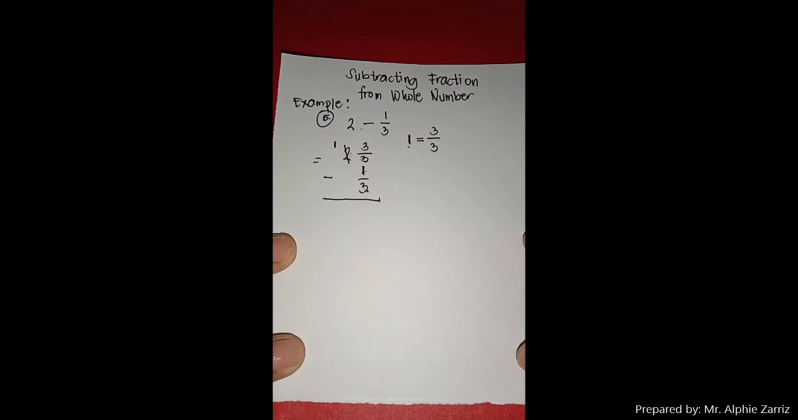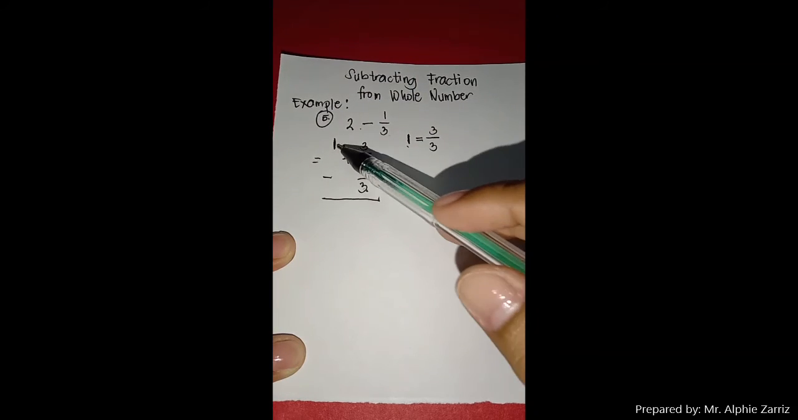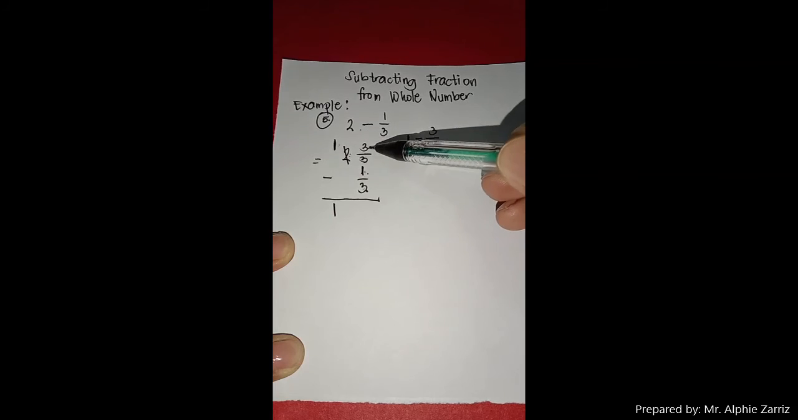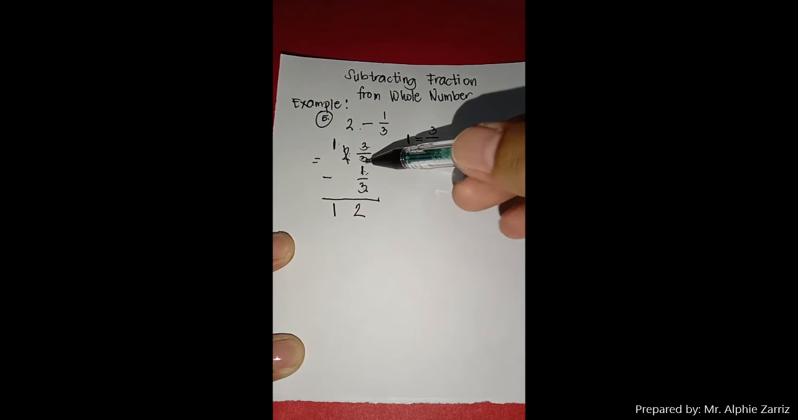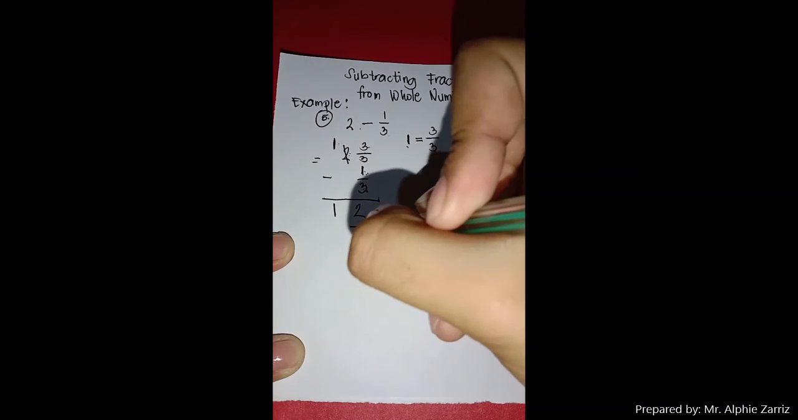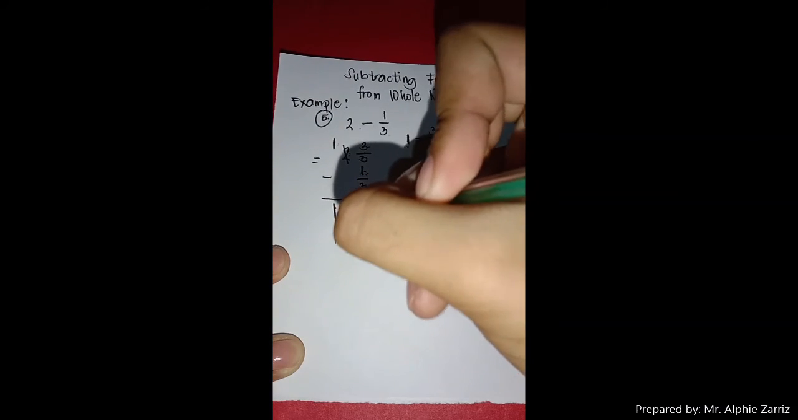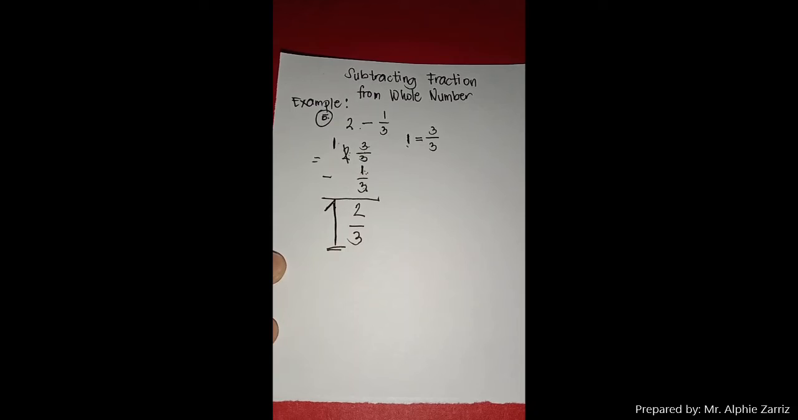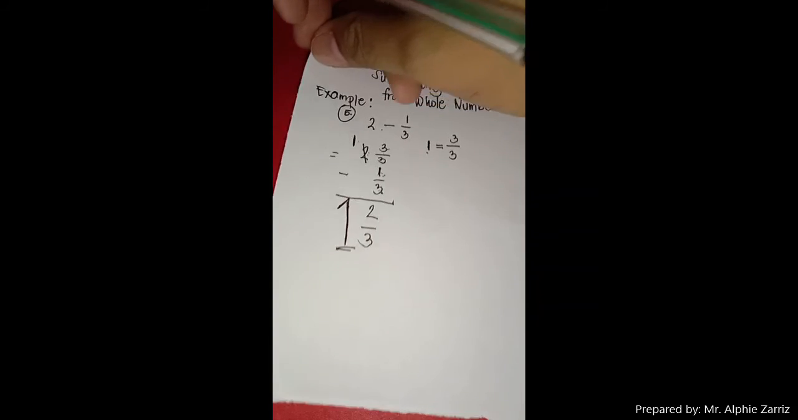So now, pwede na natin siyang masubtract. So meron tayo ditong 1. So 1 minus 0 is equals to 1, or bring down 1. 3 minus 1, we have 2. And then copy the denominator 3. So therefore, meron tayong 1 and 1/3. Okay. So 1 and 1/3. Lakihan ko na lang yung 1. Yan. Okay. So para mas maintindihan pa natin, I will give another example.